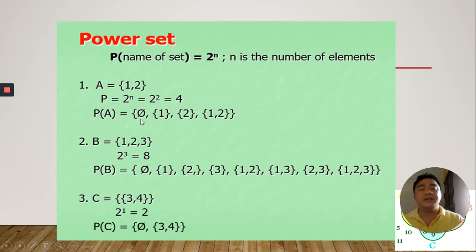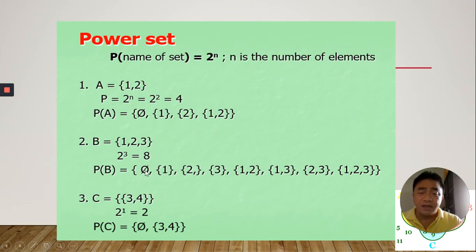Again, remember that the empty set is always included in the subsets. Remember that by definition, the empty set is a subset of any set. So you start with the empty set, then {1}, then {2}, then the combination {1, 2}. And don't forget to enclose the elements in a brace like this, so that it makes a set. For number 2, that is set B, we have 3 elements here, so therefore there are 8 subsets. So we have here all the 8 subsets.